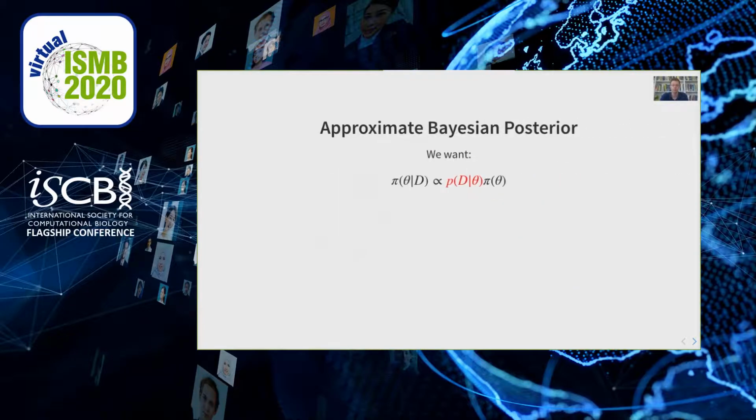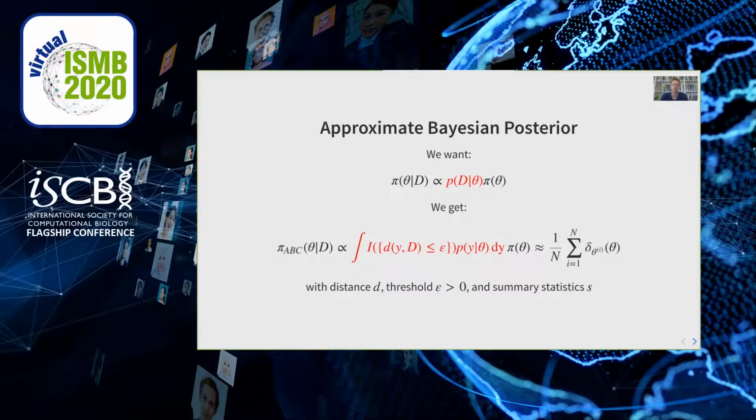Put into formulas, we want to infer the posterior, but we don't have the likelihood, marked in red here. What we get in ABC is the distribution below, using an approximate likelihood.